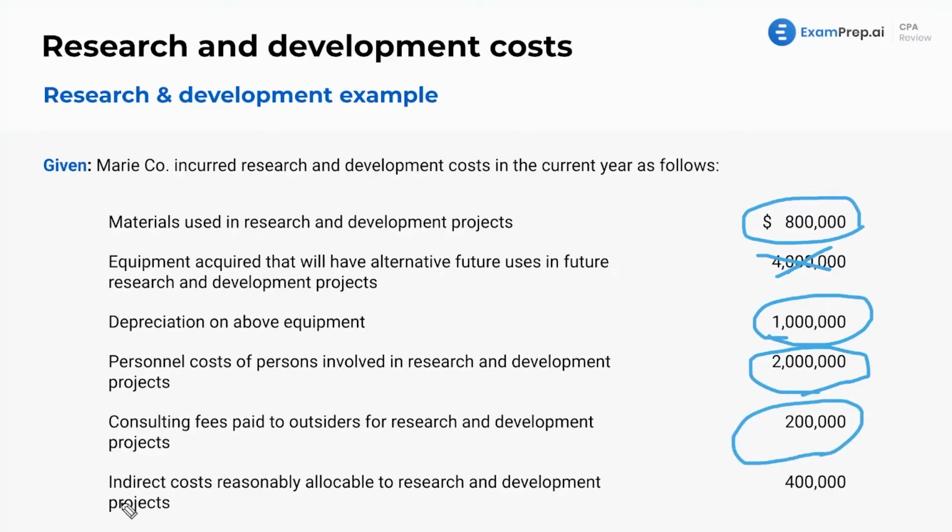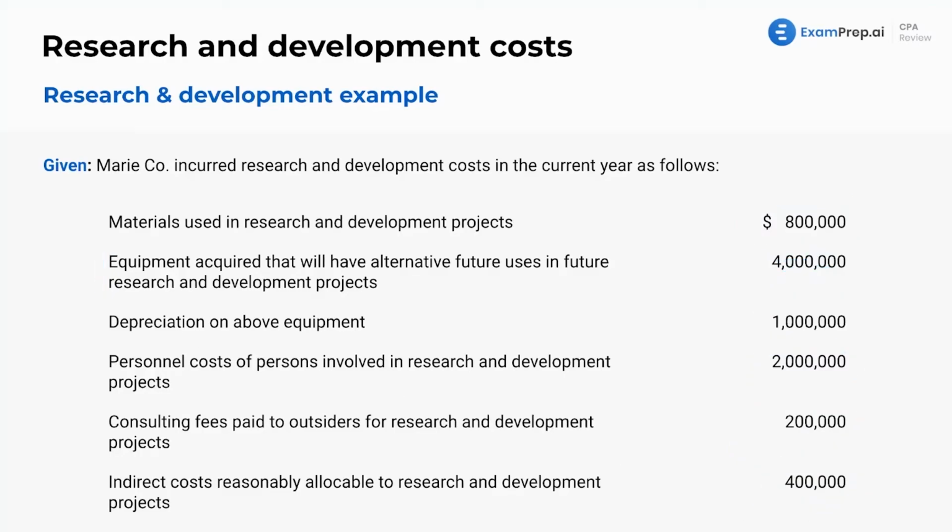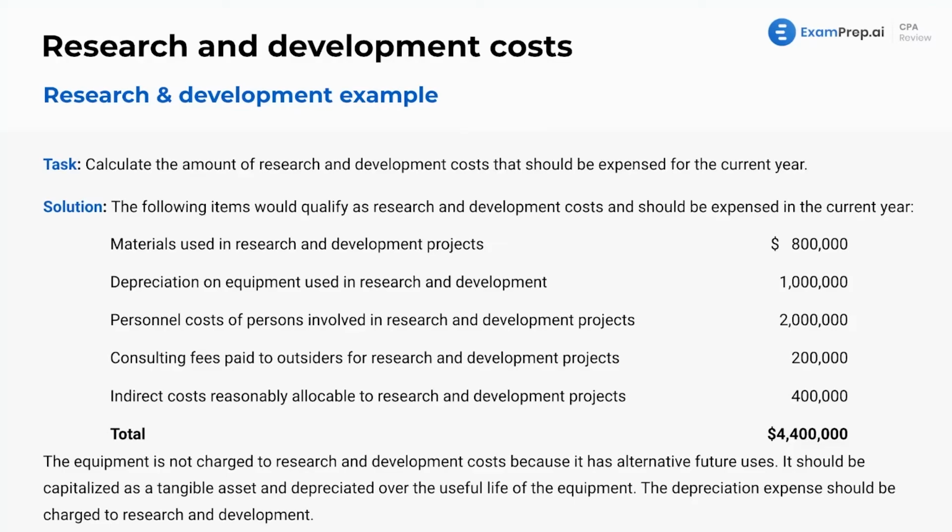And then lastly, indirect costs reasonably allocable to R&D projects. Well, this one does not meet any of our exceptions either. Our only exception was this one. So we are going to include this last number as well. And I've got the solution out for you on this last slide of our R&D costs chapter. Here are our included items totaling $4,400,000.